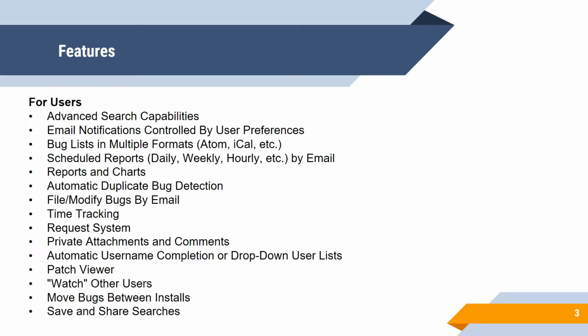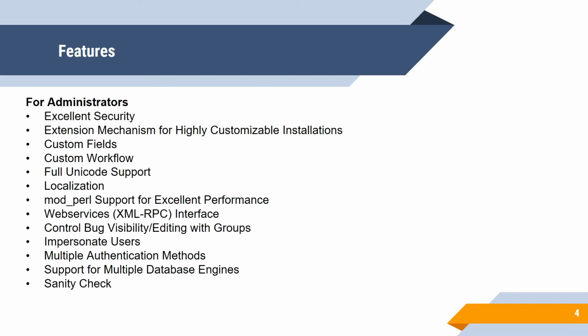Then file and modify bugs by email, time tracking, request system, private attachments and components, automatic username completion drop-down, user list, patch viewer, and watching other users. For example, if you are a team lead or manager and want to watch what the team is doing, you can watch those users here. Also moving bugs between installs, and saving and sharing searches. So this is what normal users will get, and now what administrators will get.